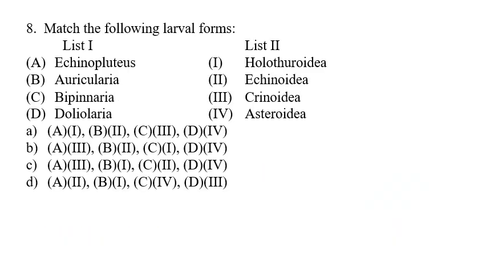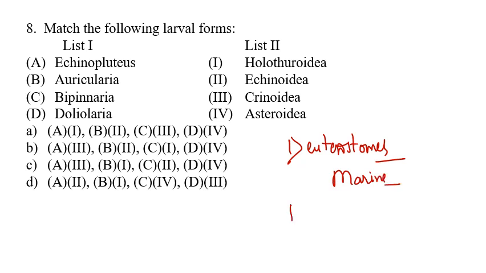Okay. Next, match the following larval forms. So we know that the larval form is very important. हमेशा हर एग्जाम में larval form से कोई ना कोई क्वेश्चन जरूर आता है. ठीक है. So all the larval forms here belong to the phylum Echinodermata. They are all Deuterostomes. ठीक है. And these are exclusively marine.